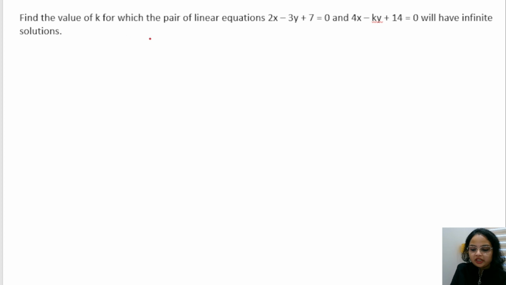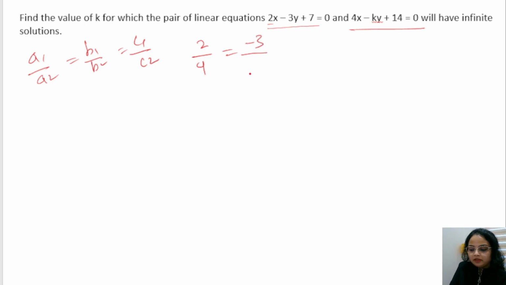Find the value of k for which the pair of linear equations will have infinite solutions. If they have infinite solutions, what is the condition? a1 by a2 is equal to b1 by b2 is equal to c1 by c2. All the three ratios will be the same. Here we will take the ratio, a1 is 2 and a2 is 4. This is equal to b1 is minus 3 and b2 is minus k. This is equal to the constant terms, it is 7 by 14.